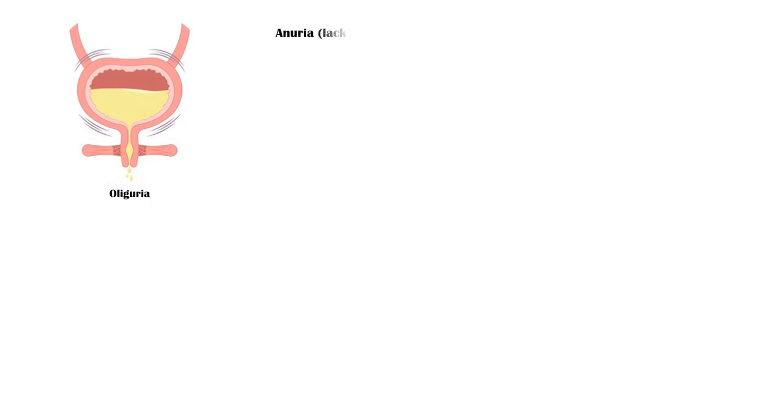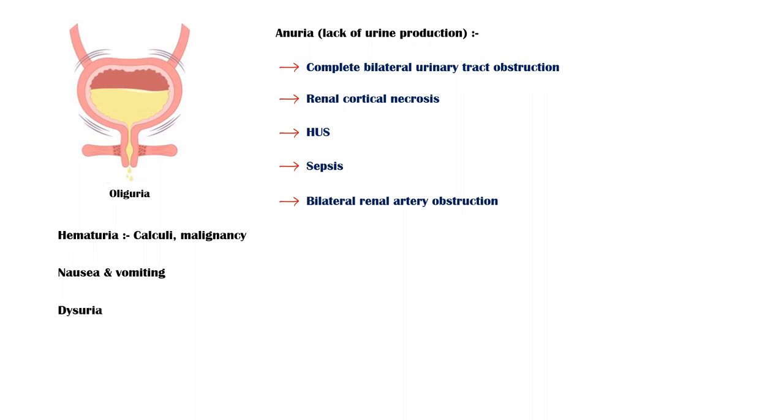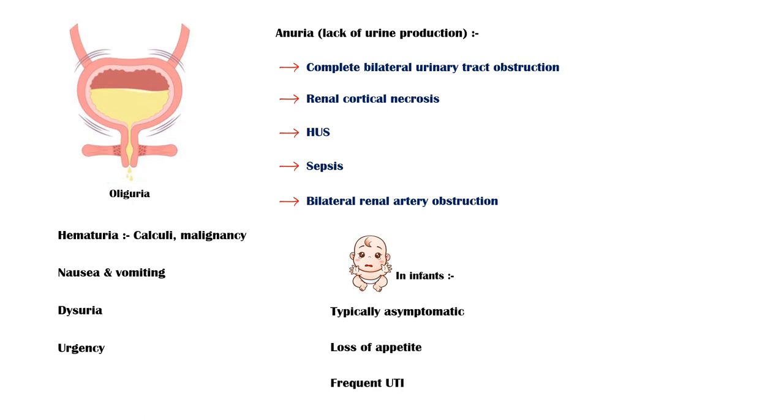In addition, anuria may occur in cases of complete bilateral urinary tract obstruction, renal cortical necrosis, hemolytic uremic syndrome, sepsis, and bilateral renal artery obstruction. Other symptoms may include hematuria, suggestive of obstructing calculi or a malignancy, nausea and vomiting, dysuria, or pain during urination, and urinary urgency. In infants, the disease is typically asymptomatic. However, in more severe cases, loss of appetite and frequent urinary tract infections can occur.